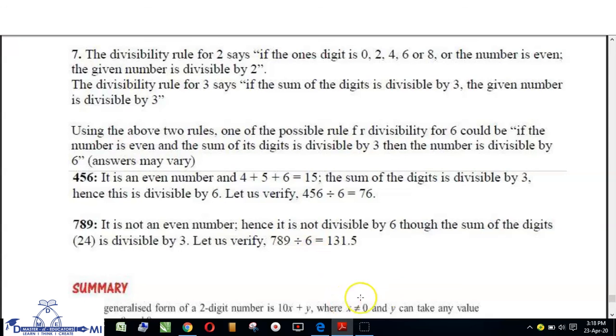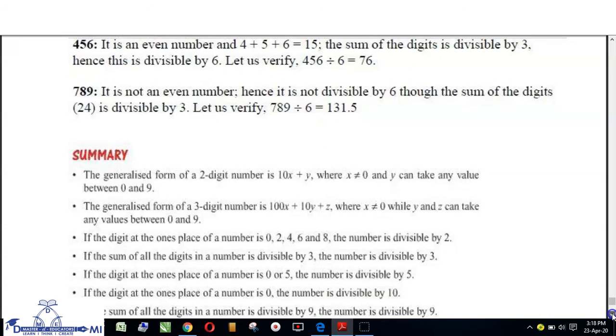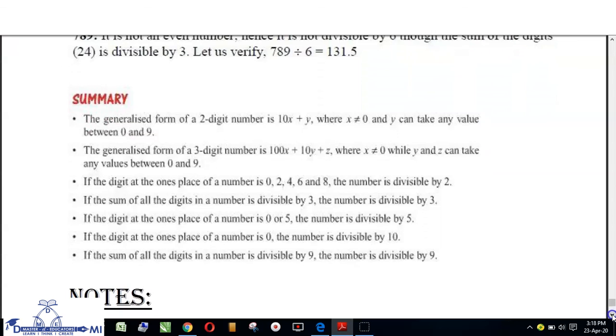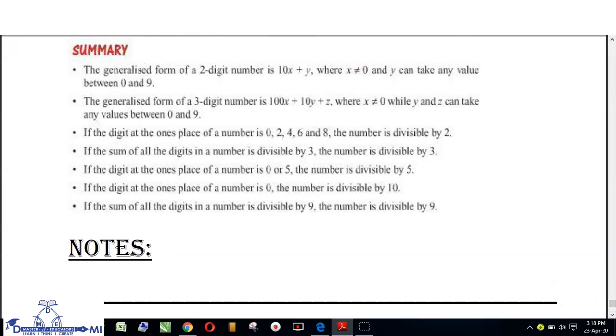So let's move to the summary now. We have concluded the chapter and I hope you have understood the concepts, though it was a rigorous chapter and it needs a lot of practice. You keep on practicing and it will be done, inshallah. So let's move to the summary now.